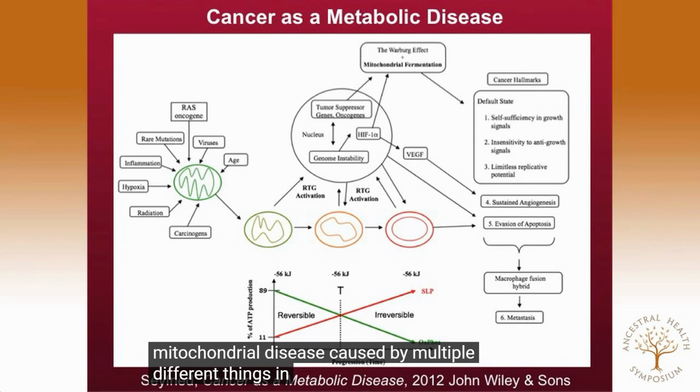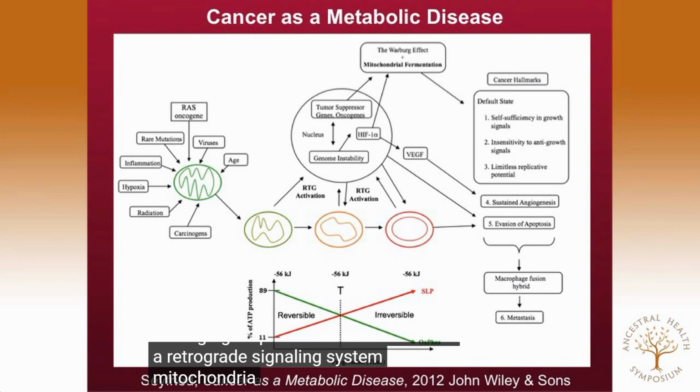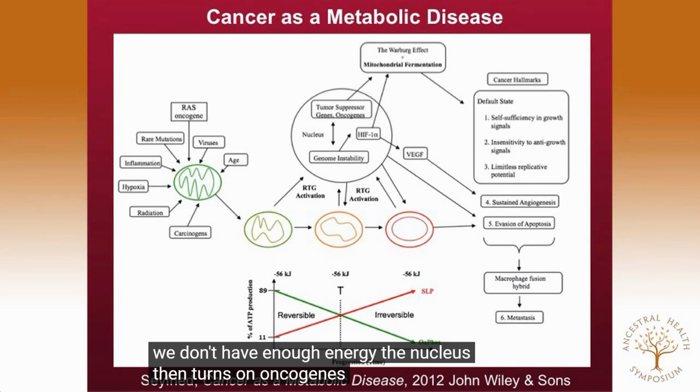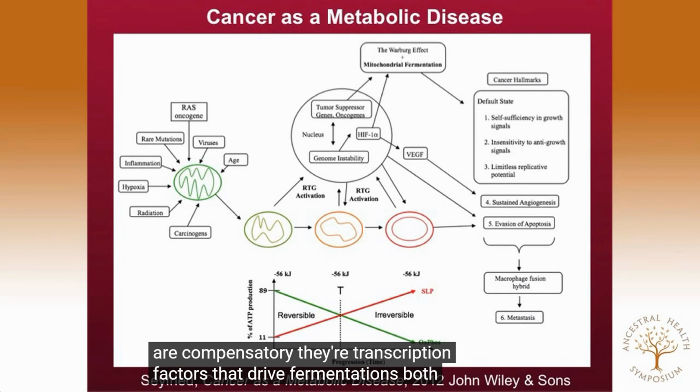This then leads to a retrograde signaling system. The mitochondria signal to the nucleus: we don't have enough energy. The nucleus then turns on oncogenes. The oncogenes are compensatory. They're transcription factors that drive fermentations, both glucose and glutamine fermentations.